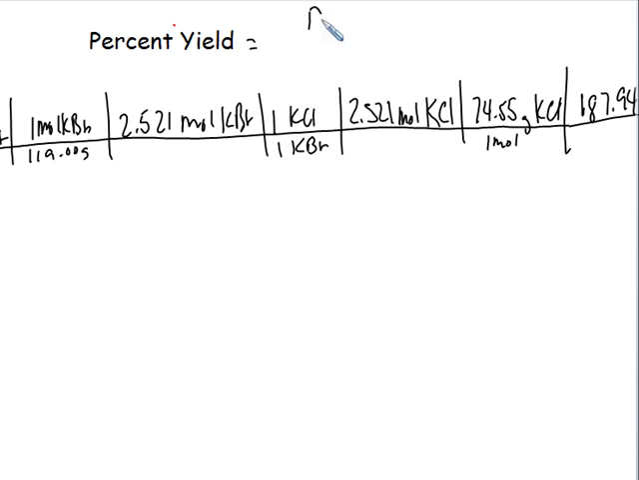Percent yield is the actual yield divided by the theoretical yield. Of course, it's times 100, right? Times 100. What is the actual yield?